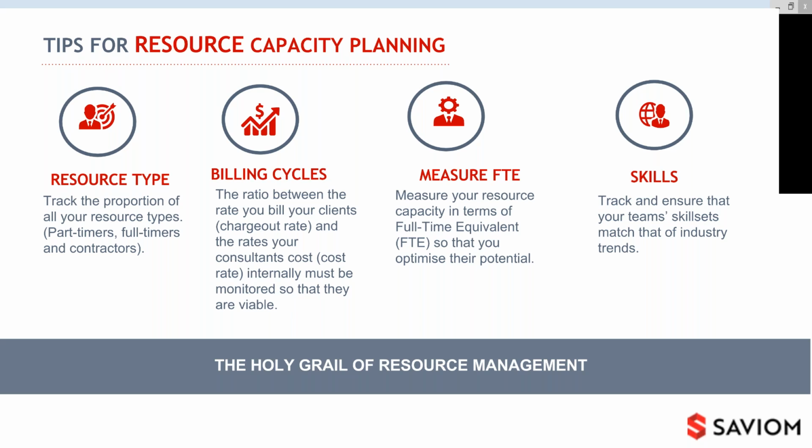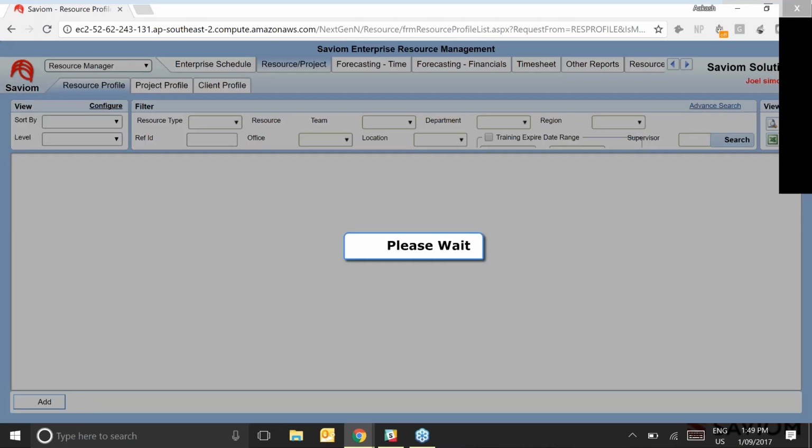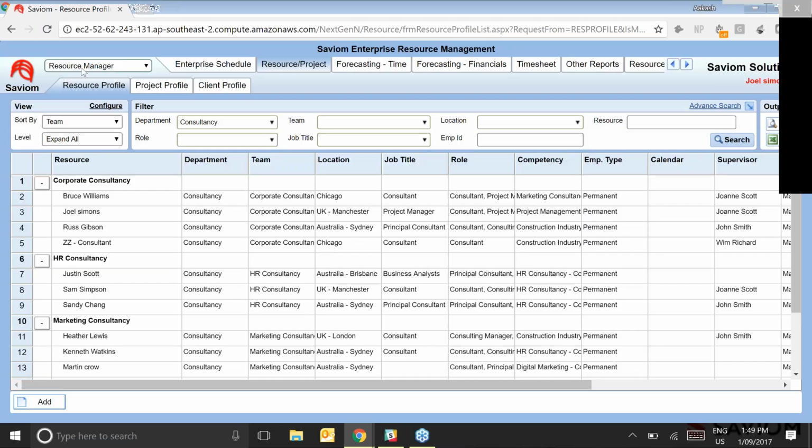There could be up to about 15 to 20 criteria. We work with some professional services firms that have about 20 to 25 criteria that they need to consider when it comes to capacity planning. When I talk about that, I have a specific structure for my resources, and I keep a very detailed set of information about each of them.